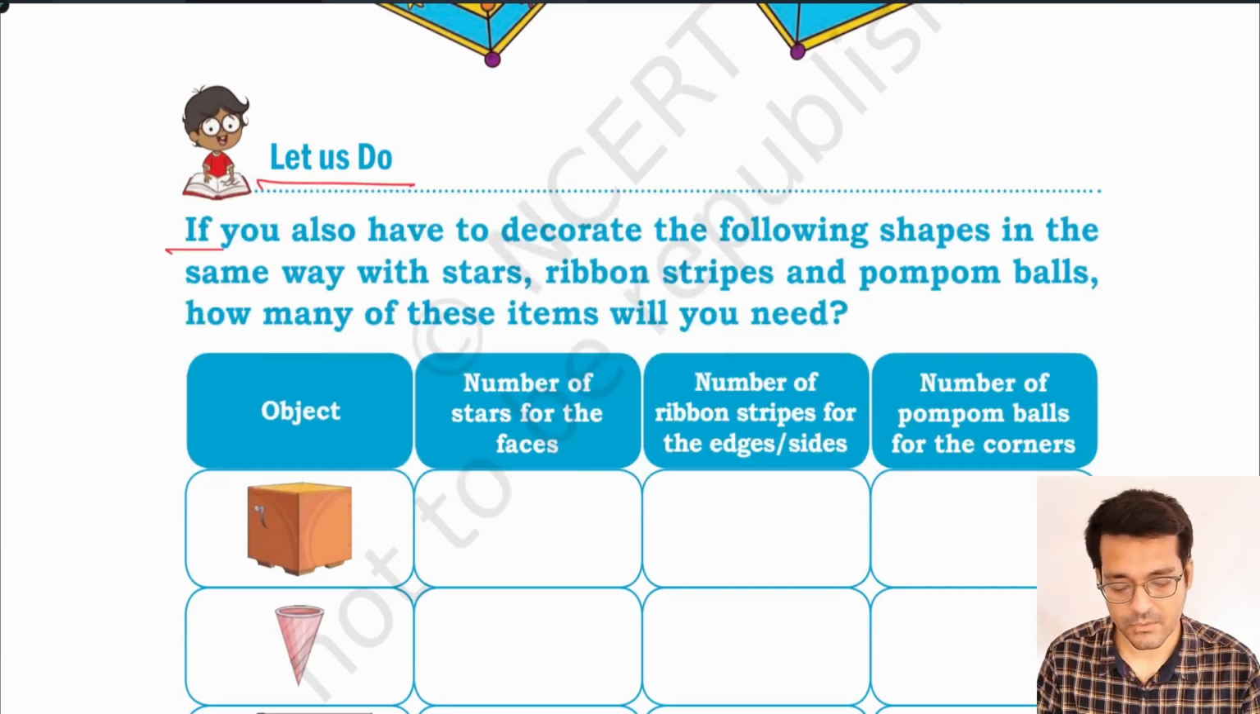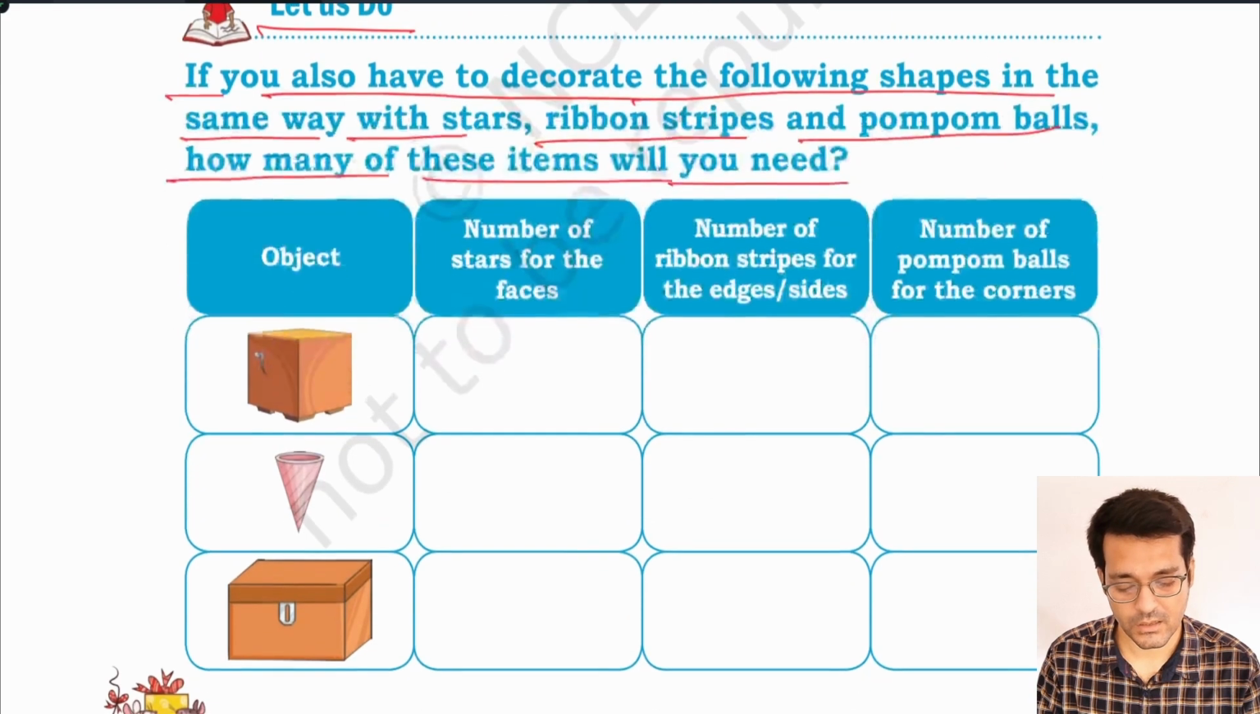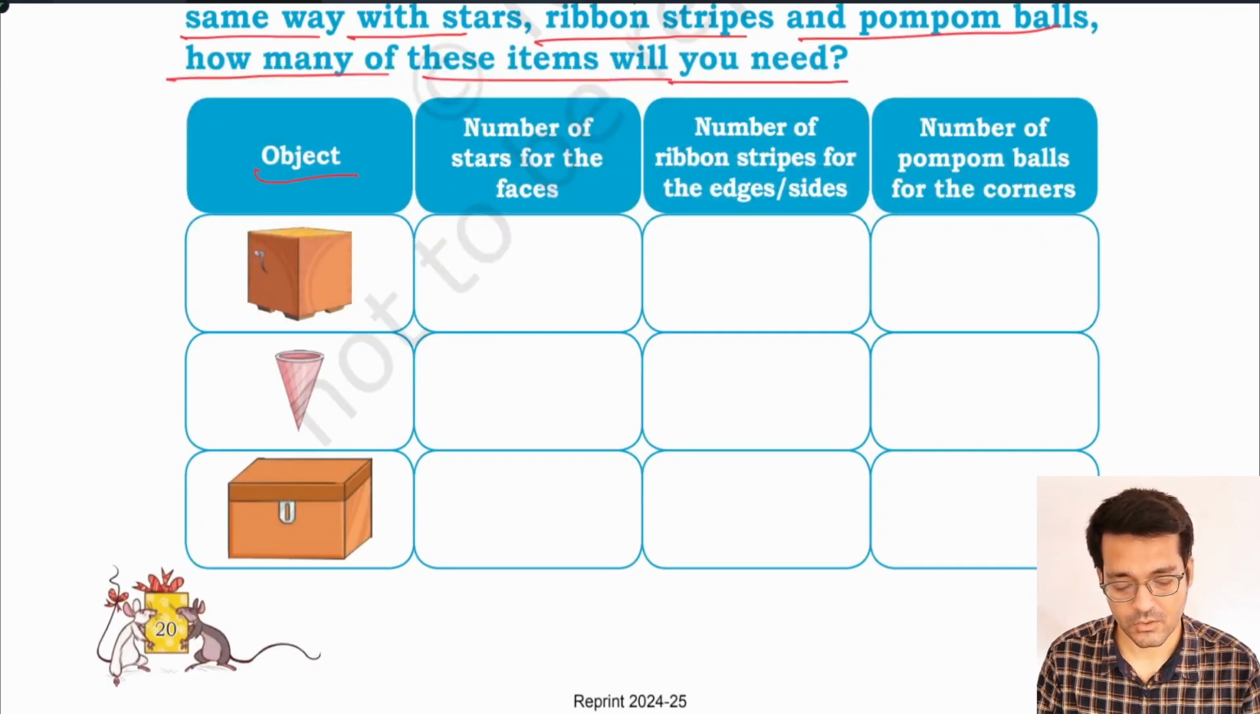Let us do this: if you also have to decorate the following shapes in the same way with stars, ribbon shapes and pom-pom balls, how many of these shapes will you need? Object cube shape: number of stars for the faces, 6 faces; number of ribbons for the edges, 12 ribbons; number of pom-pom balls for the corners, 8 corners.